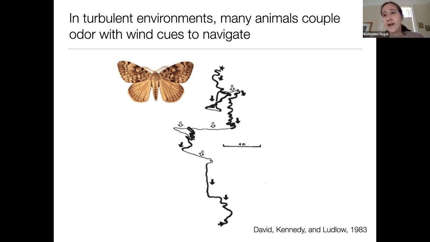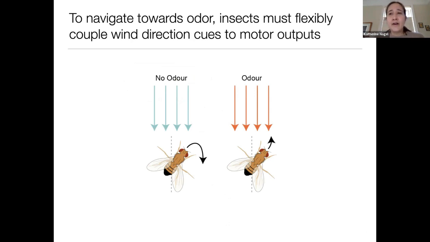And so what this really means is that in order for a fly to navigate towards an odor, they must be able to flexibly combine two different sensory inputs: an olfactory input that tells them whether to approach something or not, and a wind direction input that tells them which way to turn.